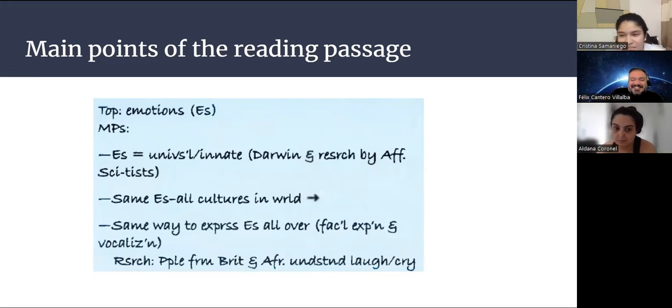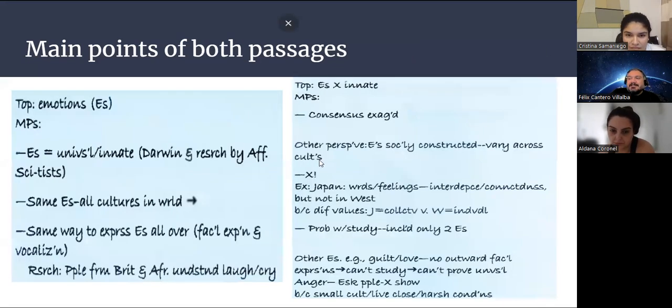Aldana, do you wanna add anything? No, teacher. Okay, so these are the notes. The feelings were about interdependence and connectedness because their society is so collective. So of course they're gonna have words for those kinds of feelings, right? And they're not in the West.